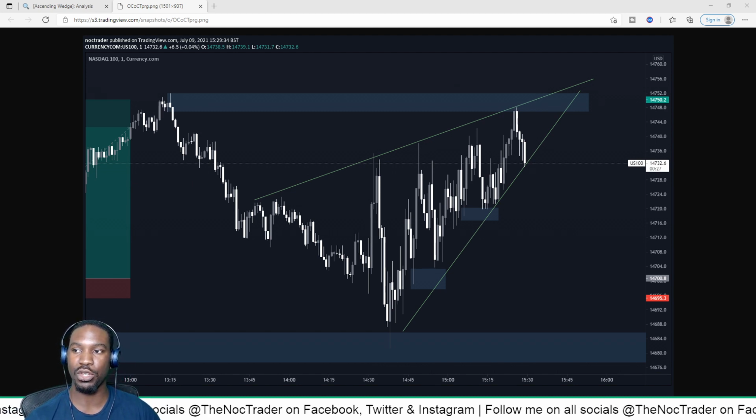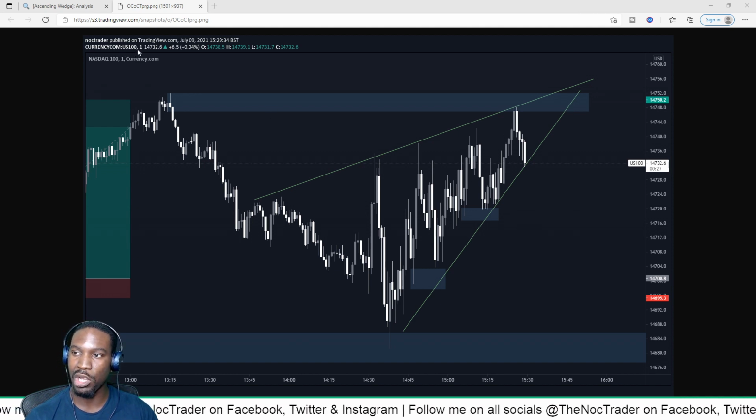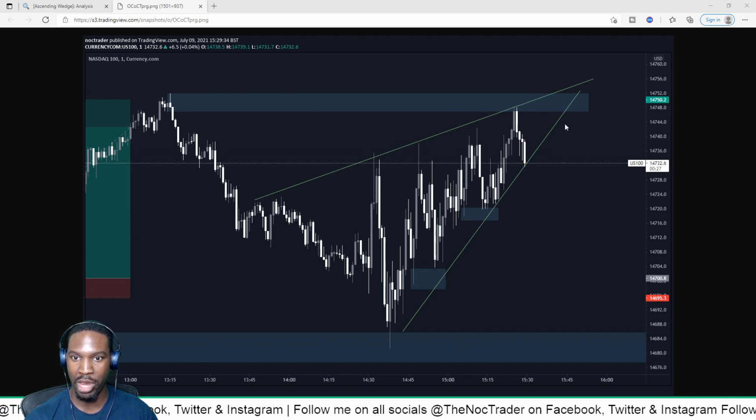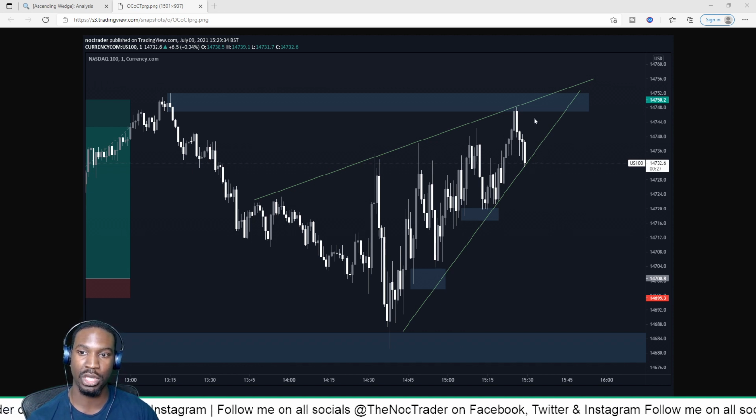Well, here's an example of a situation where you don't want to trade this strategy. This is the US100, so it's an indices, NASDAQ 100. It tapped inside of an order block, an ascending wedge was created. So yeah, this fits all the criteria, but this is why I wouldn't take this strategy. I'm going to show you in a second.